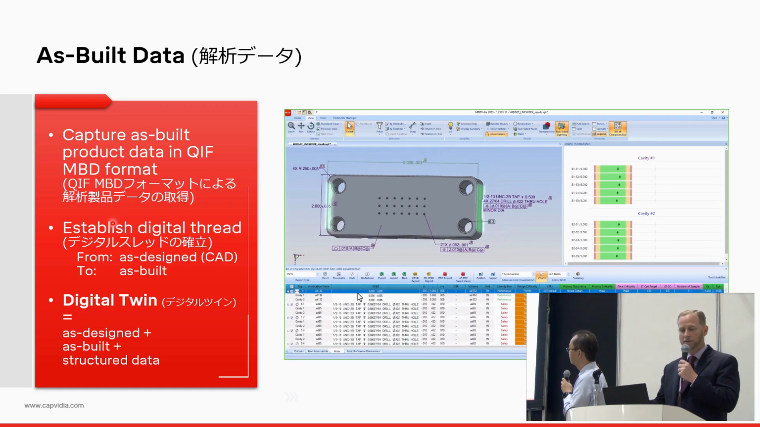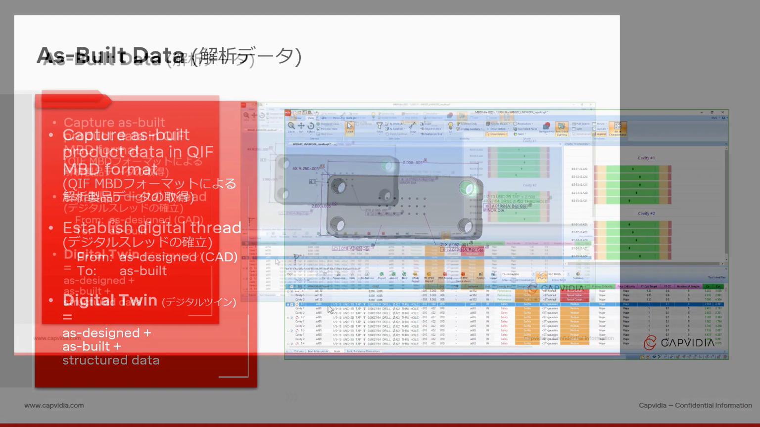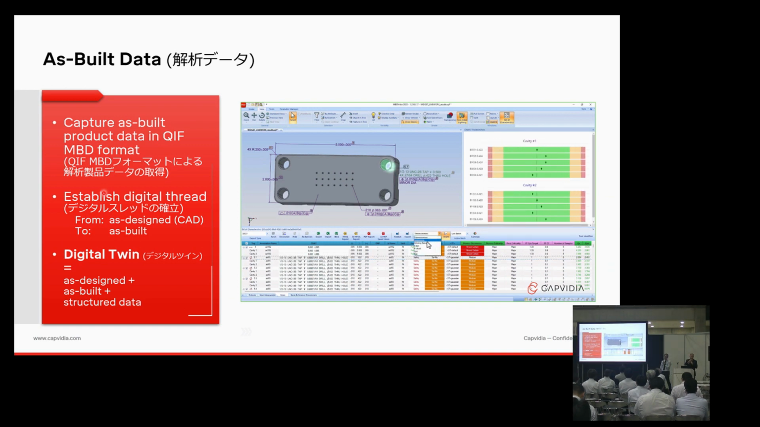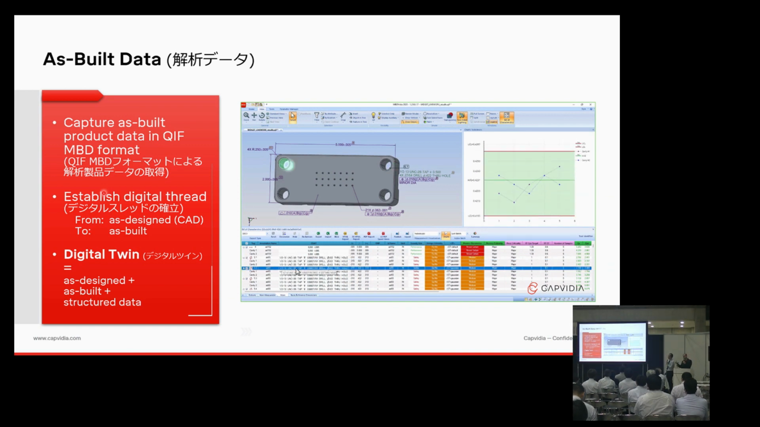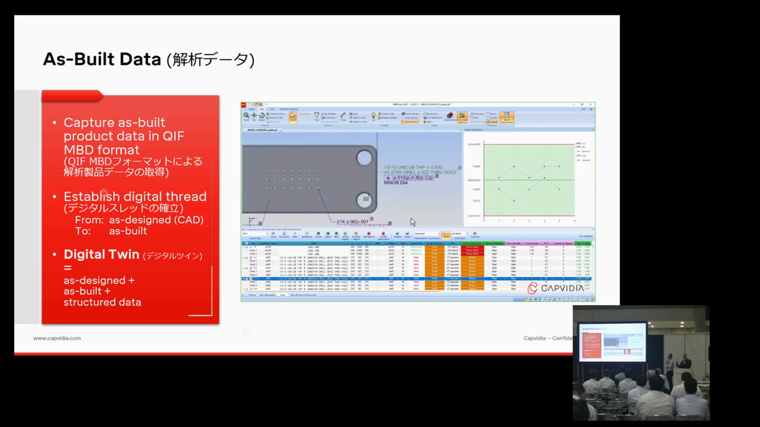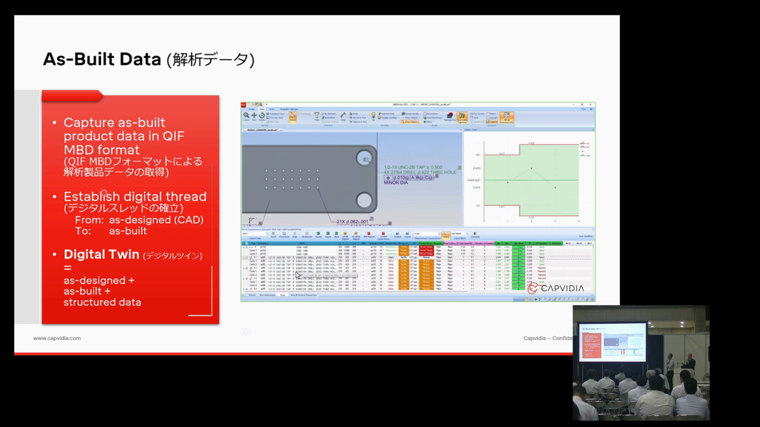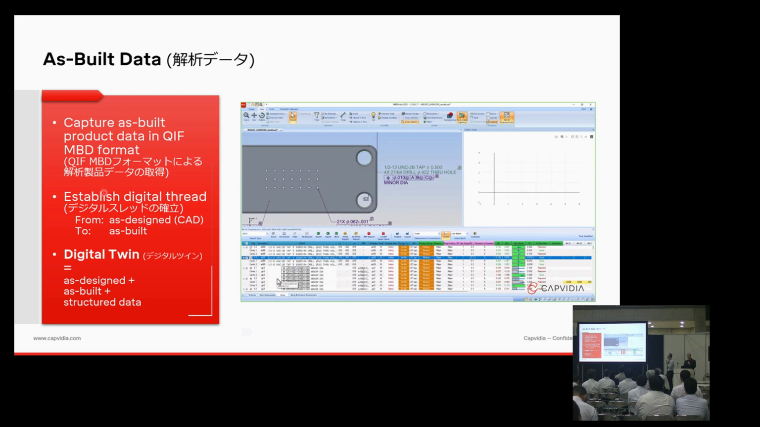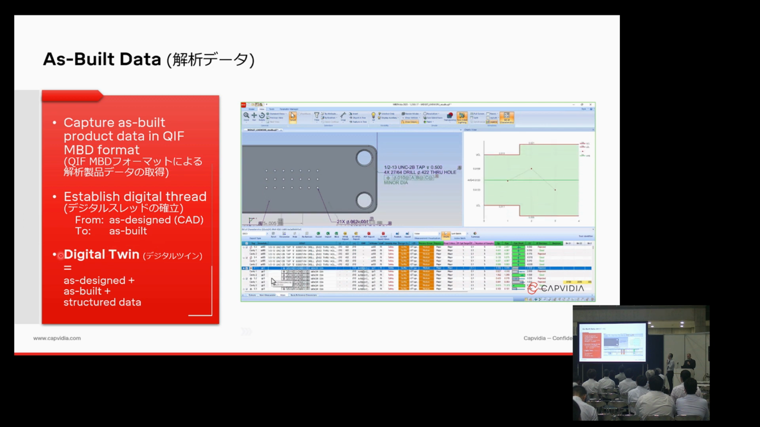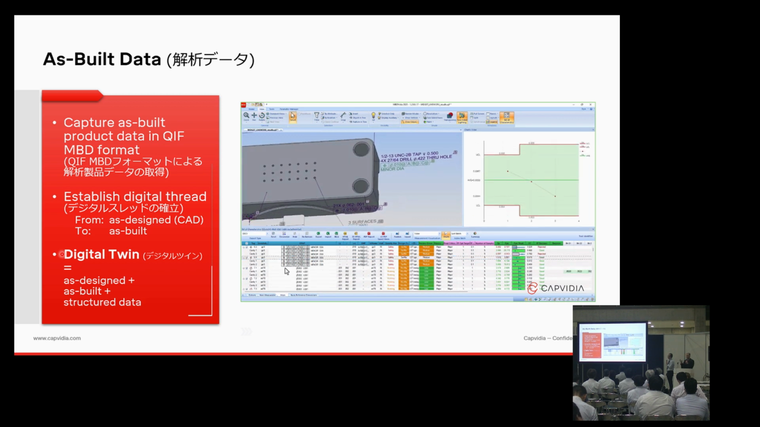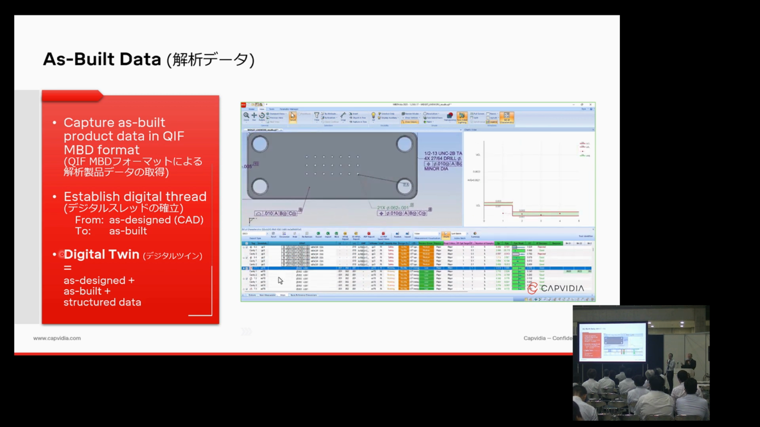So what does this do? It establishes the digital thread between the design model that you will have on the engineering side and the as-built data that comes as the result of the manufacturing. This is one of the most important aspects of QIF because lots of times we hear this concept of digital twin mentioned, but I think that there's a lot of ambiguity out there as to what exactly the digital twin is and how one implements it.